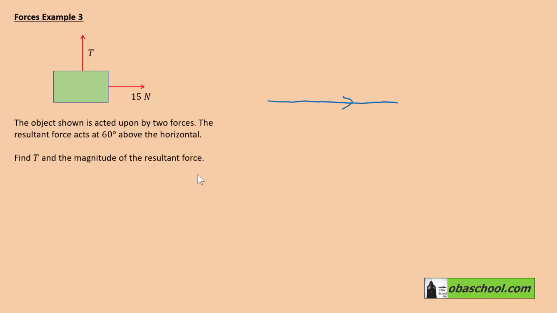So we have 15 newtons this way, and we have T in this direction. And then we know that this angle is 60 degrees. The resultant force is clearly this one. Now if we look at the triangle, which of course is right-angled here, this is the opposite, adjacent, and then this one over here will be the hypotenuse.